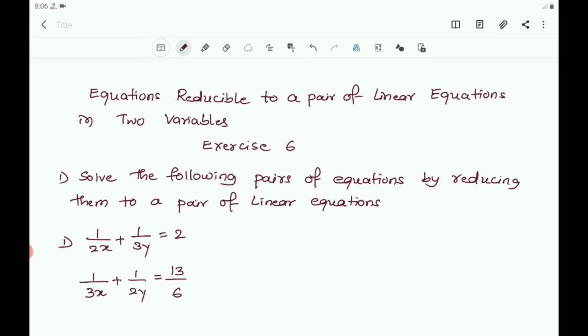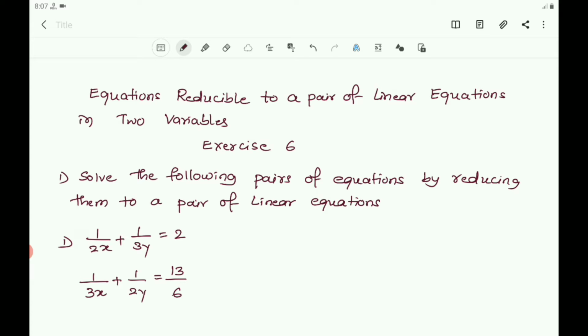Here the first question is: solve the following pair of equations by reducing them to a pair of linear equations. The first one is 1/(2x) + 1/(3y) = 2, and the second equation is 1/(3x) + 1/(2y) = 13/6. Here both equations do not appear as linear equations, but you can reduce them to the form of linear equations. So the first equation is 1/(2x) + 1/(3y) = 2, and the second one is 1/(3x) + 1/(2y) = 13/6.